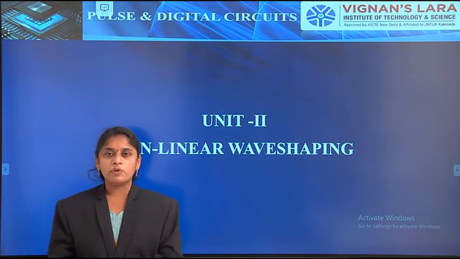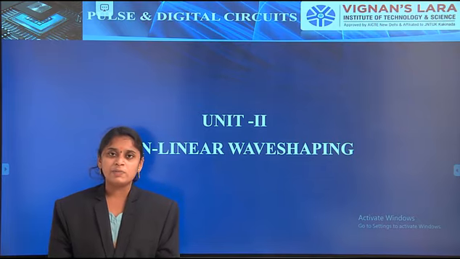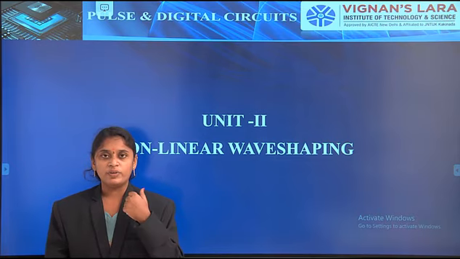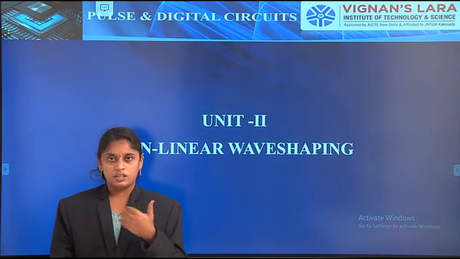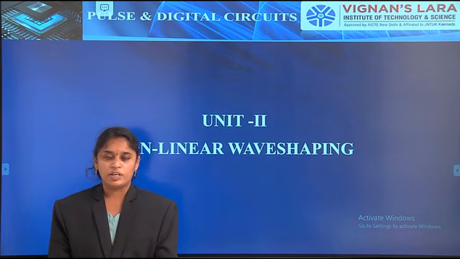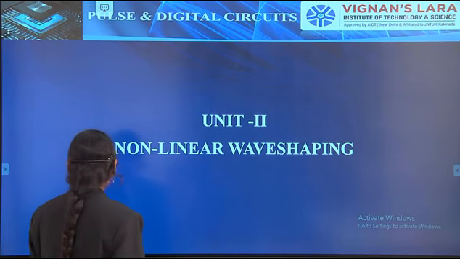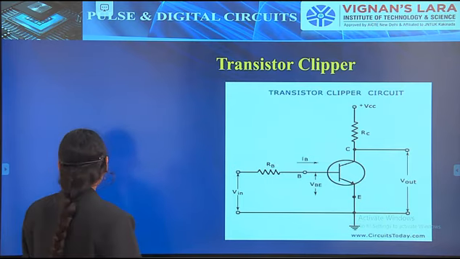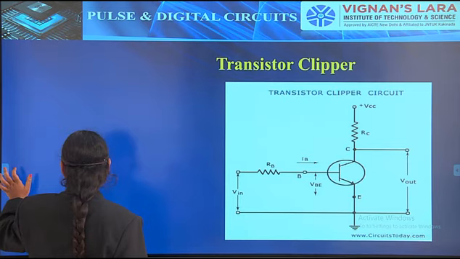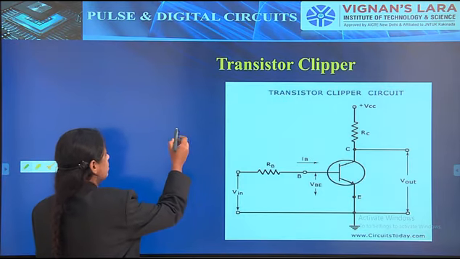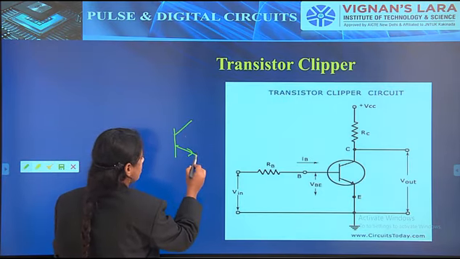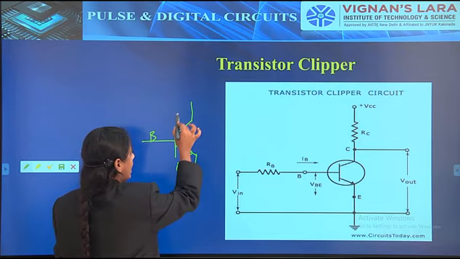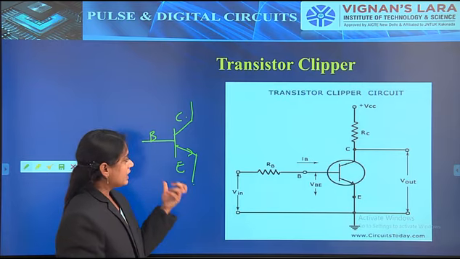Before discussing the transistor clipper, what is meant by a transistor? What are the regions of the transistor, and how can it perform the clipping operation? We have to discuss that. A transistor consists of three terminals. The transistor will be like this. They are known as base, emitter and collector.